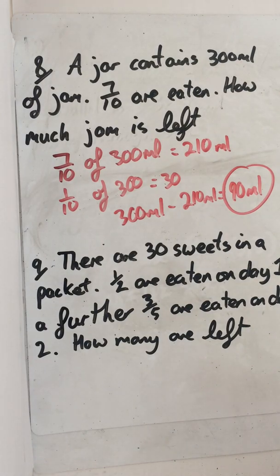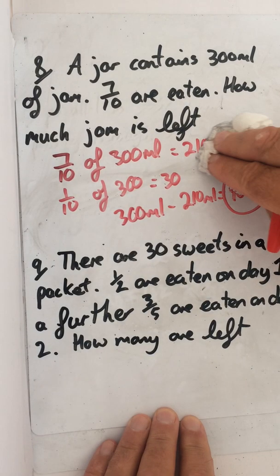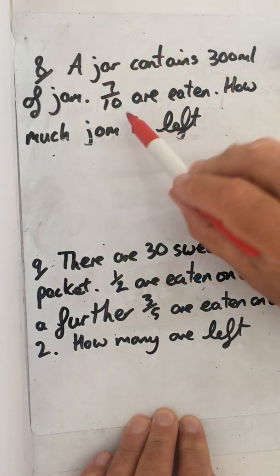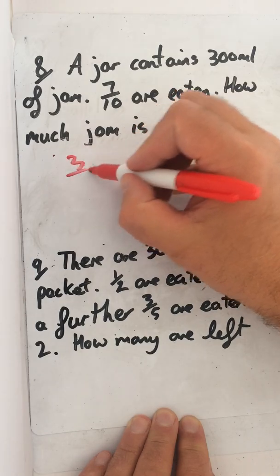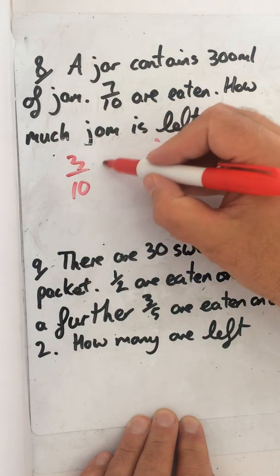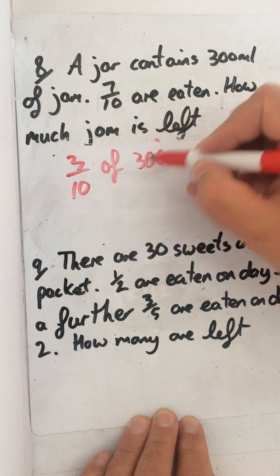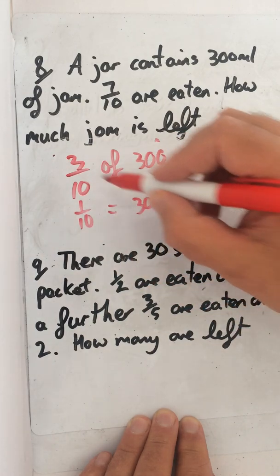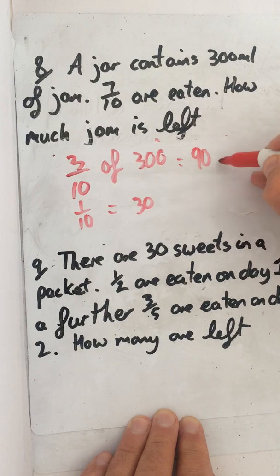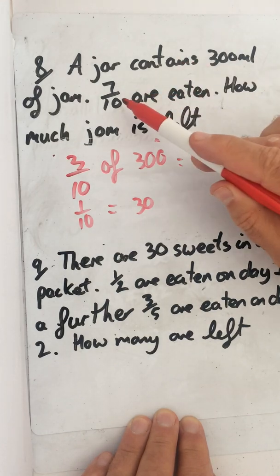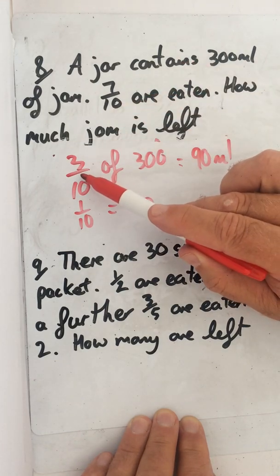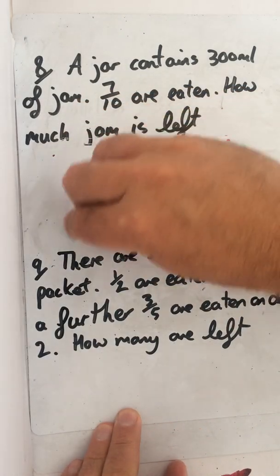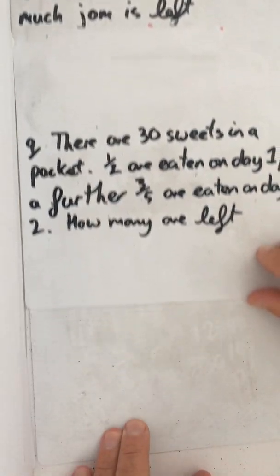And of course, just the shortcut. I'm going to quickly go through the shortcut. If 7/10 are eaten, that means 3/10 are left, isn't it? 3/10 of 300. We know that 1/10 is equal to 30. 30 times 3, 90 millilitres. If 7/10 are eaten, 3/10 are left. So I can just go straight to that if I can see it, okay? Let's have a look at the second one.